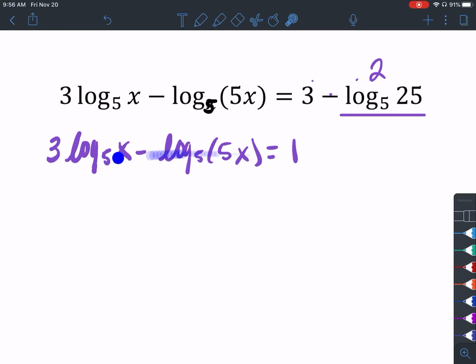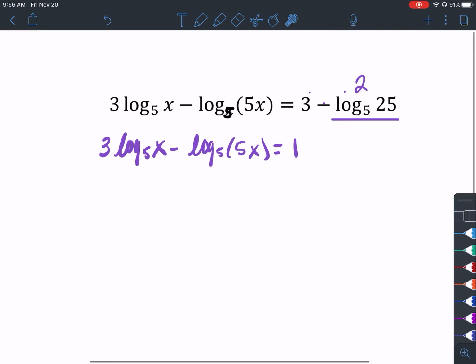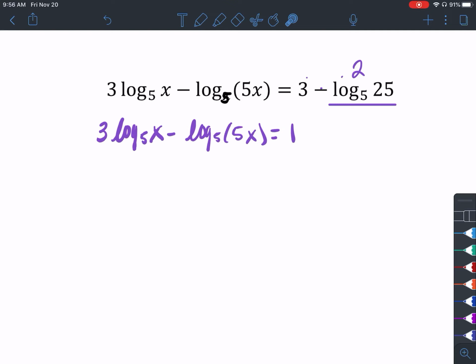Now, when I look at this, I see that I only have logarithms on one side of my equal sign. That means my end goal is to get this down to one logarithm so that I can then convert and solve. So we have to use our properties of exponents and properties of logarithms. We know that in order to condense these, we first have to get rid of our coefficients. So I'm going to bring this 3 up, and that gives me log base 5 of x cubed minus log base 5 of 5x.